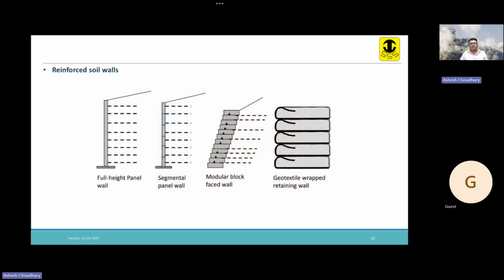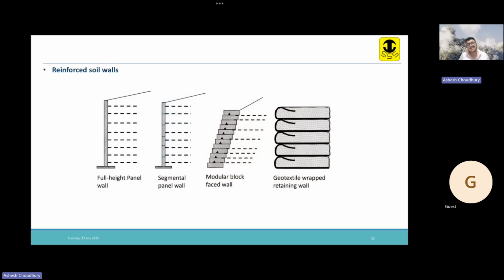Now let us see about reinforced soil walls. Okay, so reinforced soil walls can be many types. You can reinforce the soil with geosynthetics such as geotextile. You can reinforce the soil with geogrid. We can use uniaxial, biaxial, both you can use, or we can use steel plates also to reinforce the soil.